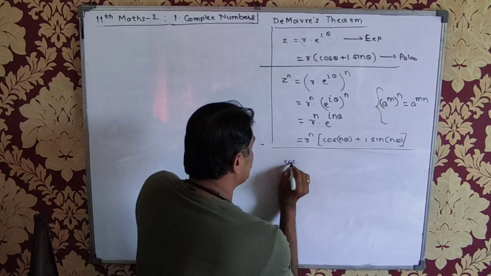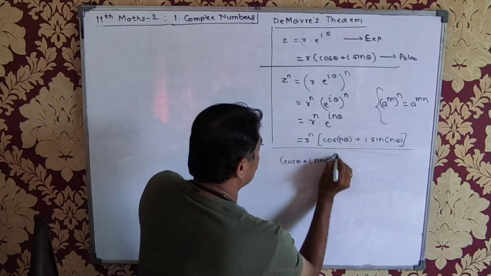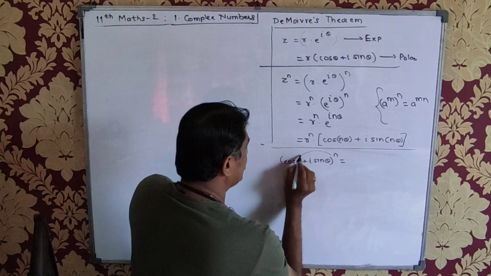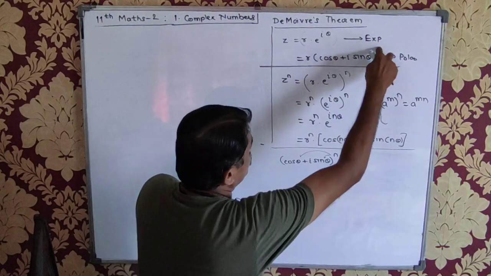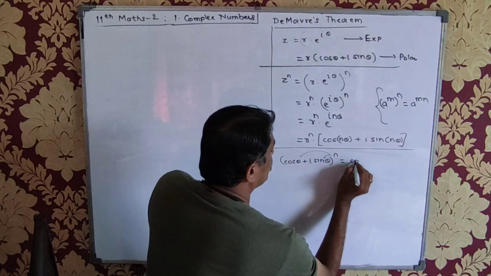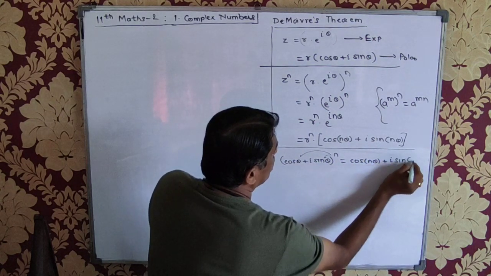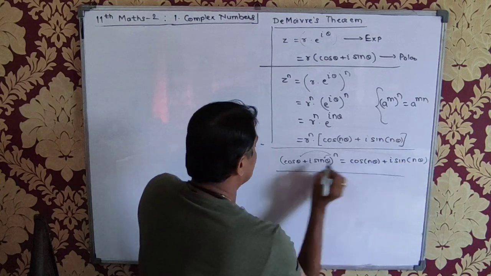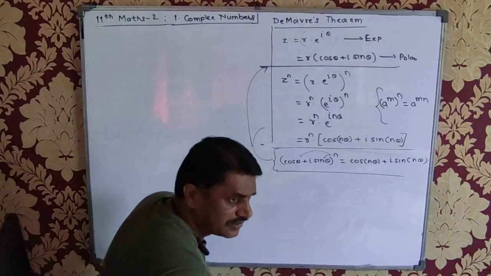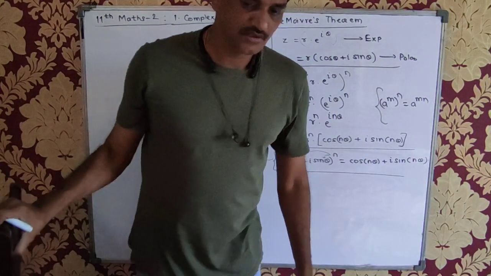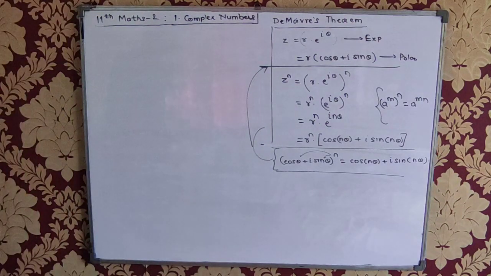In short, I can say that if cos theta plus I sin theta is raised to n, that will become cos n theta plus I sin n theta. That's it. So this is the abstract of whatever I have explained here. Is this okay? Any doubts about that? So in short, De Moivre's theorem is given by this. Okay?